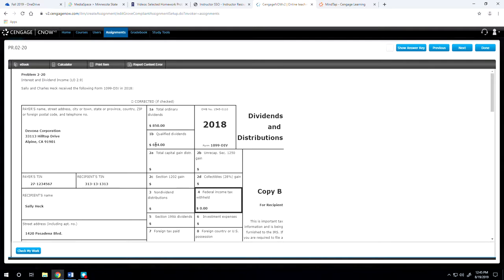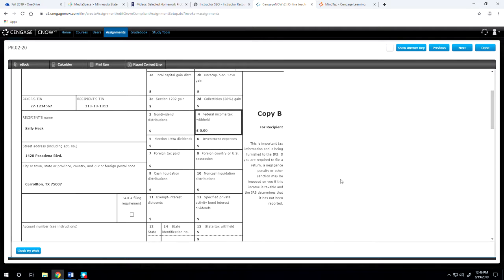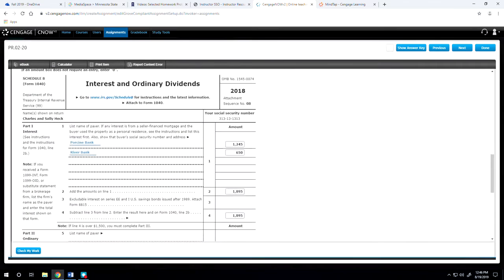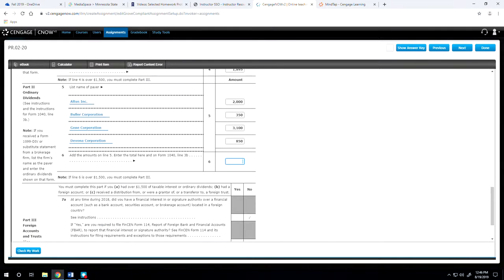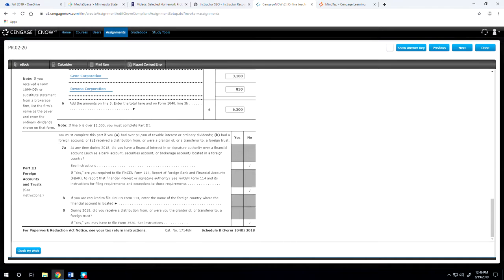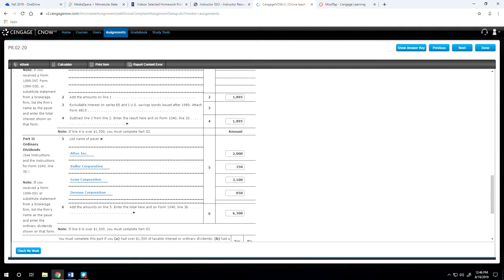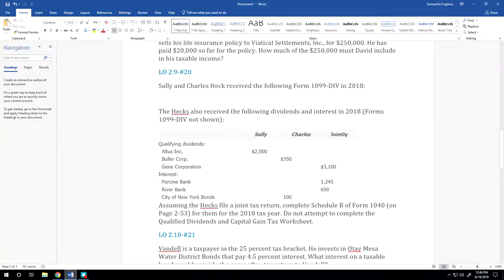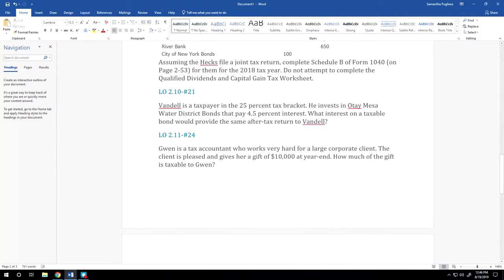So it's not an additional dividend amount. It's just information saying that these are qualified dividends. But that's not a topic that we're covering right now. But know that the $694 is already included in the $850. So you're not doing anything with the $694. Okay, we need a total. And we're done. Cool. That was an easy problem. So you're going to do one just like that on your own.